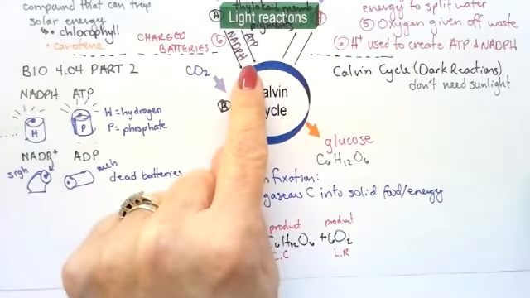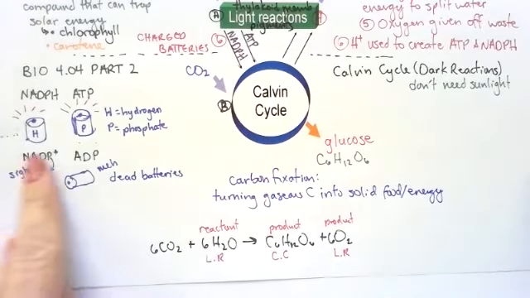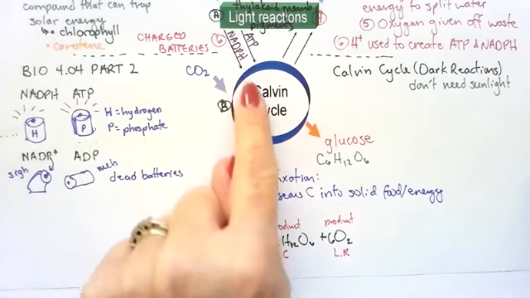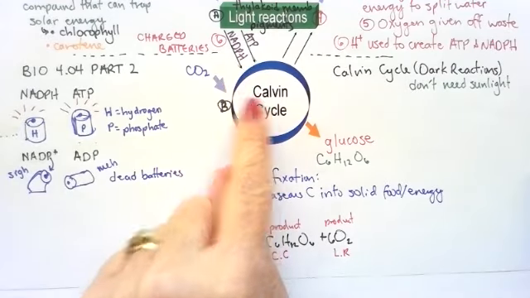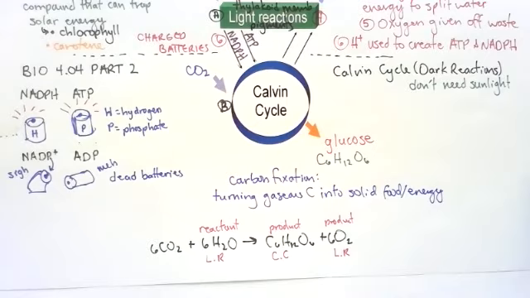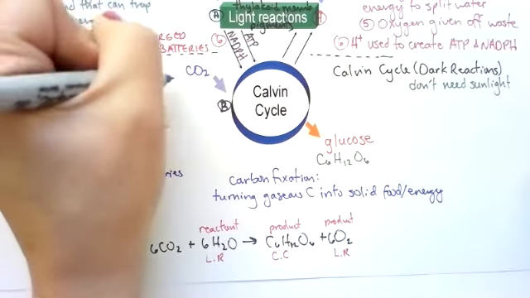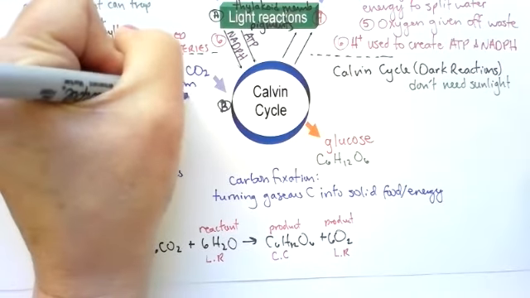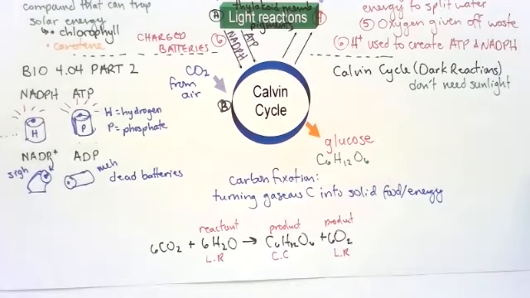They use the energy in the NADPH and the ATP. We've got our charged up NADPH and ATP. So that energy pulls the carbon dioxide out of the air. This is from the air. And turns it into glucose.